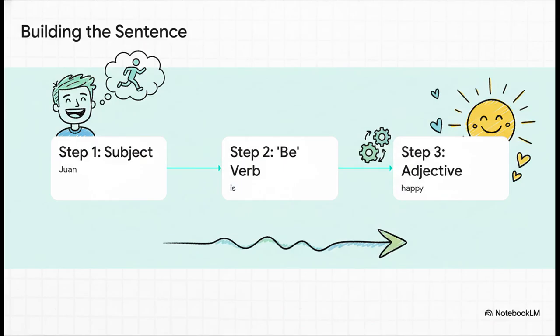Let's break it down. It's as easy as 1, 2, 3. Seriously, step 1, you pick your subject. In this case, Juan. Step 2, you add a be verb, like is. And step 3, you drop in your adjective, happy. Juan is happy. See? The describing word is at the end. It just gives the sentence a whole different feel than saying, happy Juan.